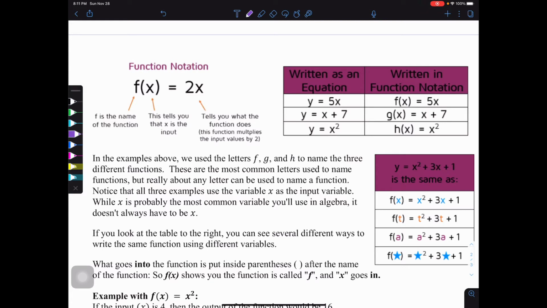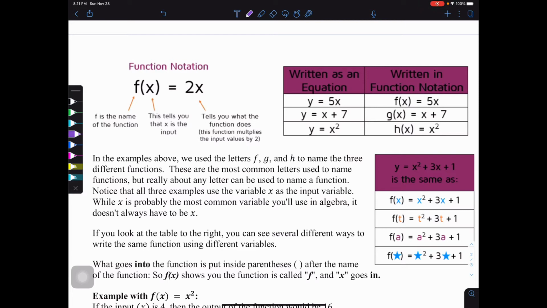So over on the side, you can see a table of some more examples. Written as an equation, it would be y equals 5x. Written in function notation, it would be f of x equals 5x. y equals x plus 7. g of x equals x plus 7. So also showing you that you can switch up the letter that you call the function. y equals x squared. h of x equals x squared.